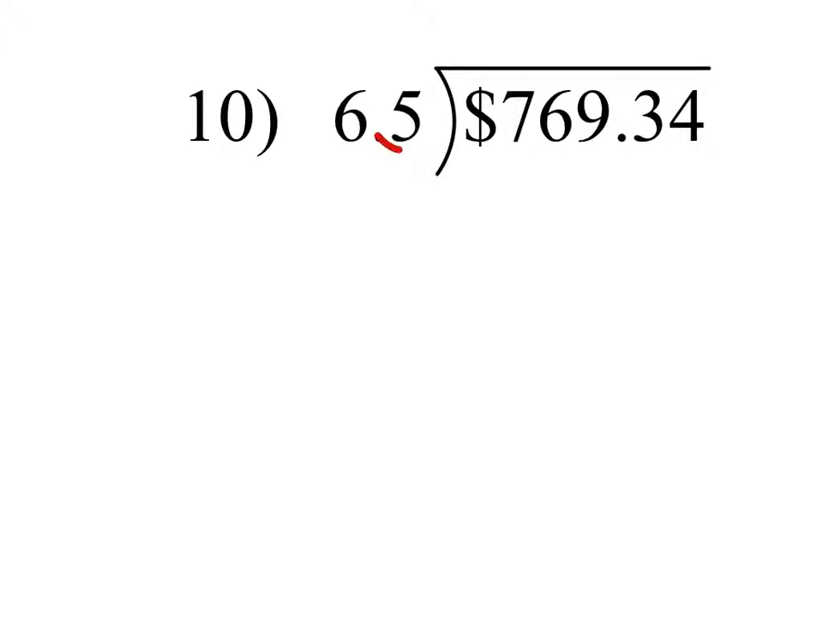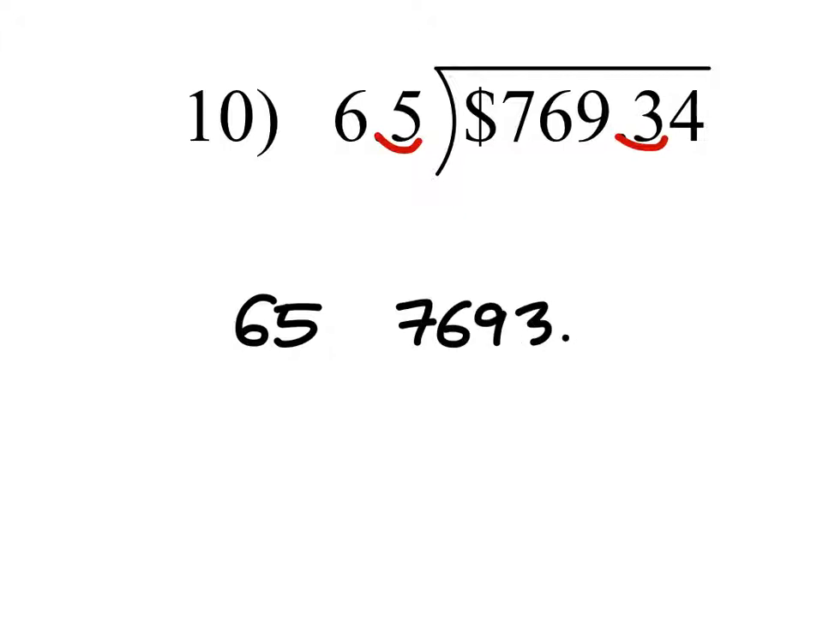So I'm going to move that decimal over here and here as well. So that gives me 65, and then 7693.4. I mean, that means we may have a decimal there or not.